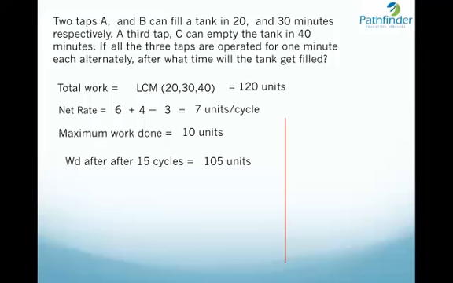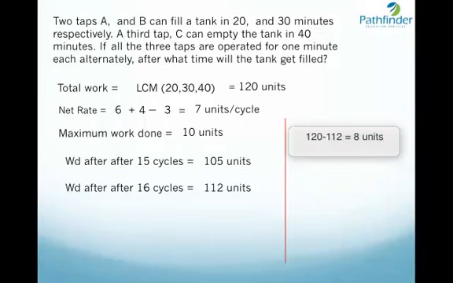So we count one more cycle. Work done after 16 cycles is equal to 7 into 16, that is 112 units. Now what is the balance work left? The balance water to be filled is 120 minus 112, that is 8 units. Obviously this is less than or equal to 10 units. So we stop counting in cycles after the 16th cycle.